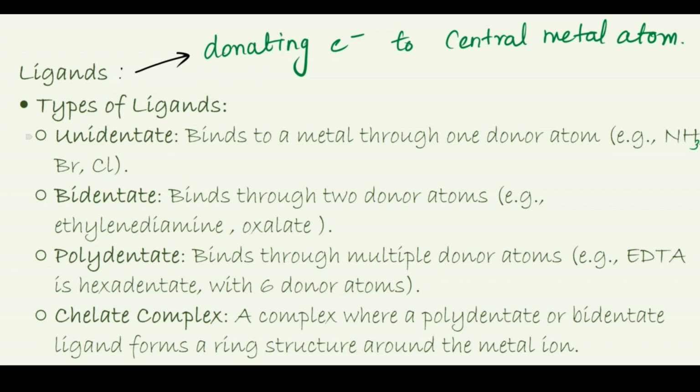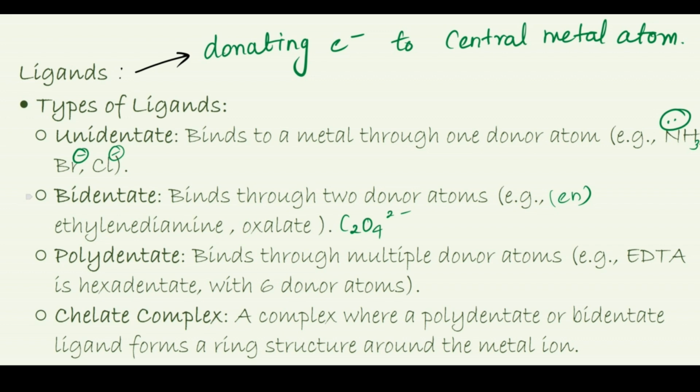What are the types of ligands? The first one is unidentate. It binds to a metal through one donor atom. Here you can see nitrogen is a donor atom, bromine is a donor atom, Cl is a donor atom. Only one way of forming the bond. But in the case of bidentate, it binds through two donor atoms. For example, ethylene diamine, which we write as en, and oxalate, C2O4 2-. So these are some bidentate ligands which bind through two donor atoms.